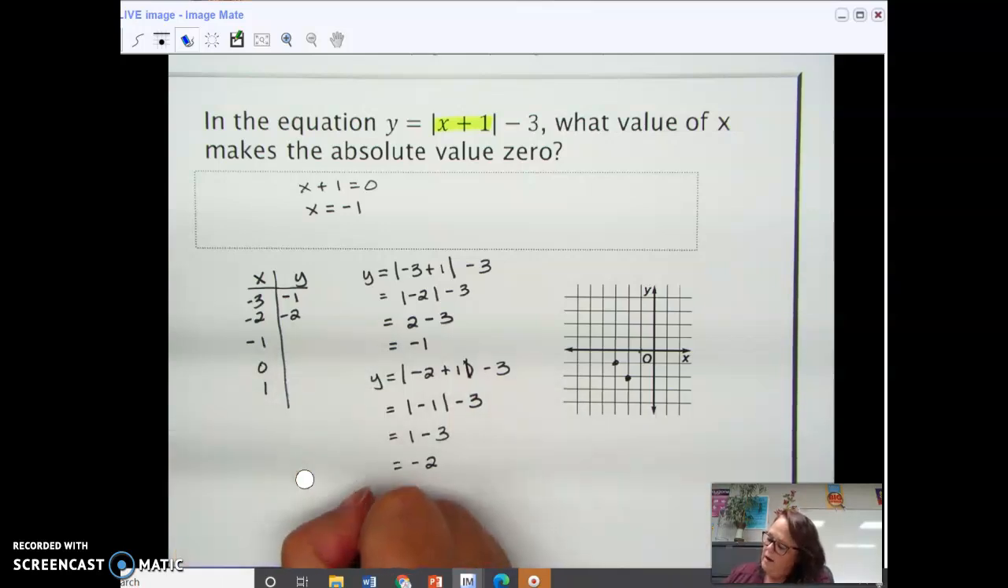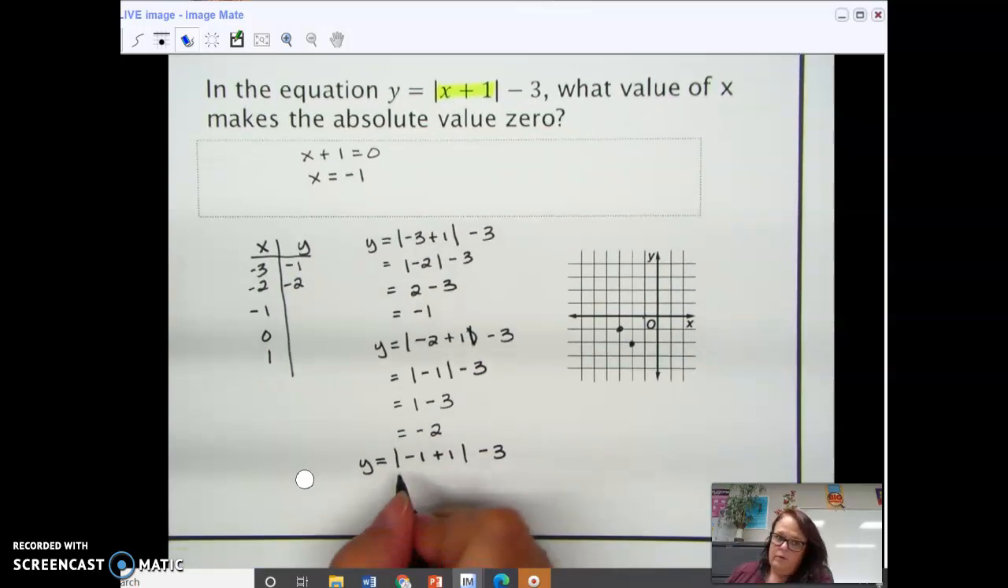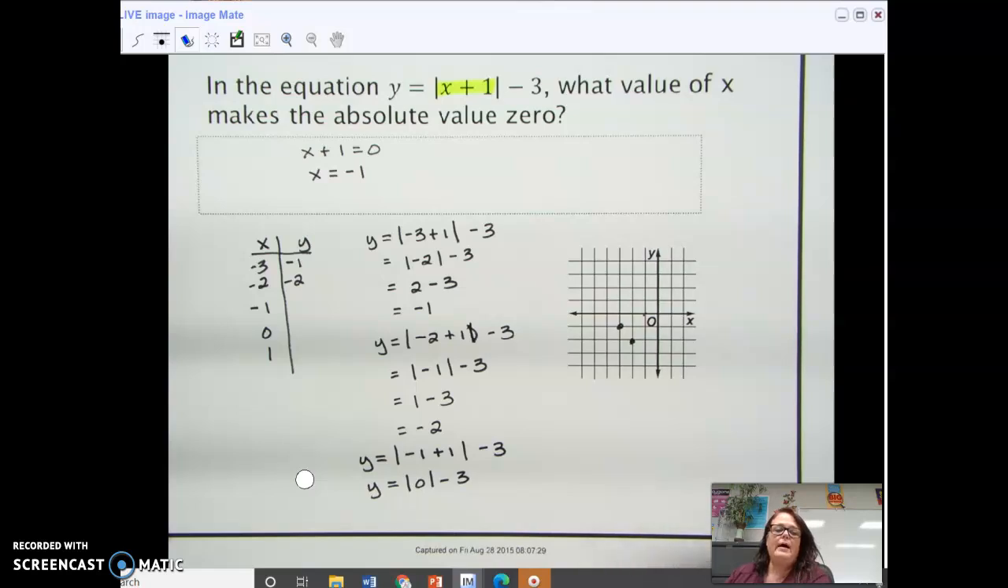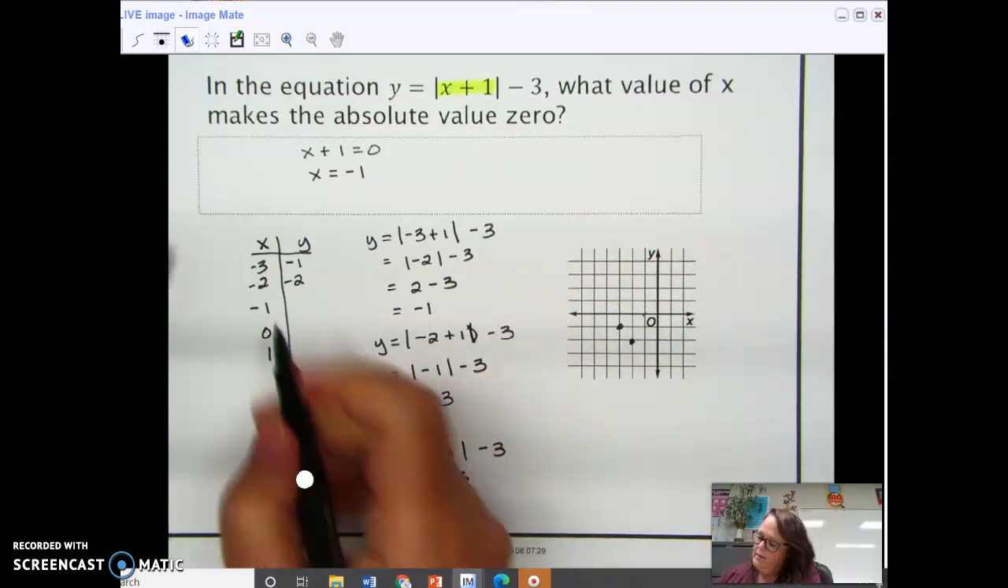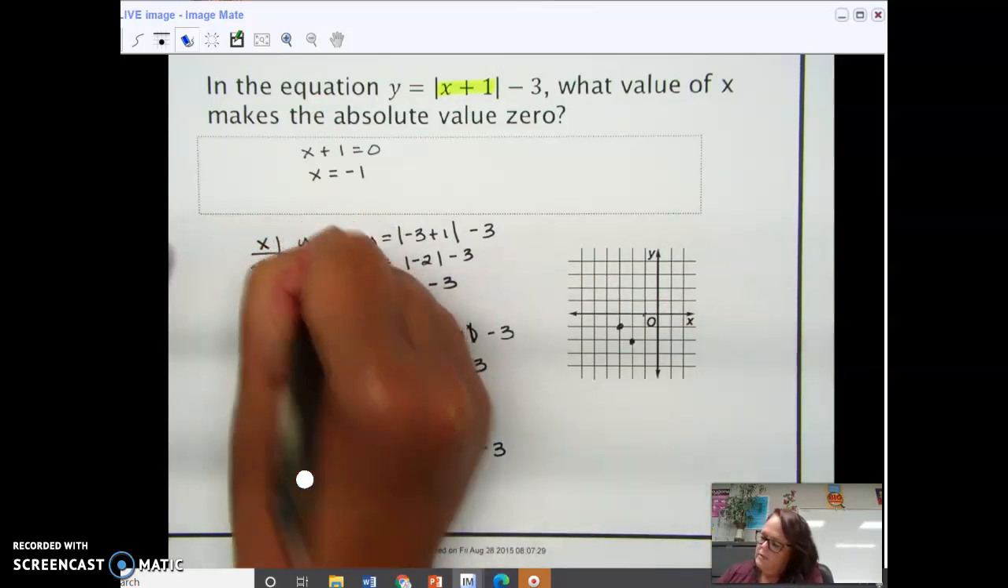Negative 1, I've got y is equal to the absolute value of negative 1 plus 1 and then minus 3. So that gives me y equal to the absolute value of 0 minus 3. And just to remind you, absolute value just means distance from 0, so you're always taking the positive version. So 0, the absolute value is going to be 0, and so we get negative 3. So that means when x is negative 1, we got y is equal to negative 3.